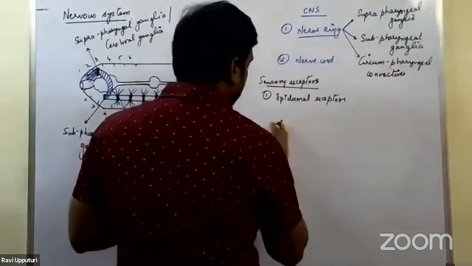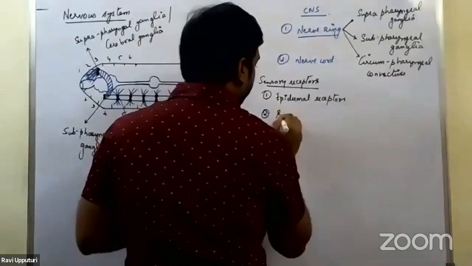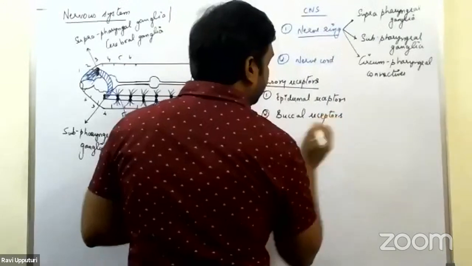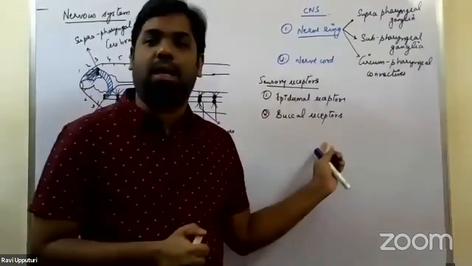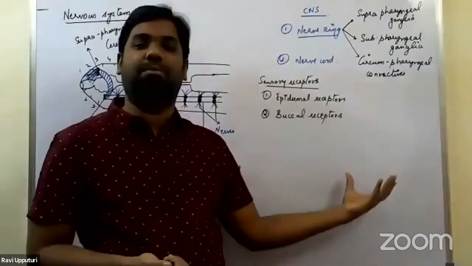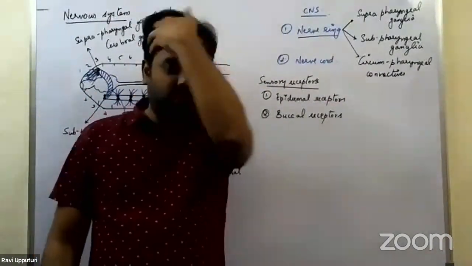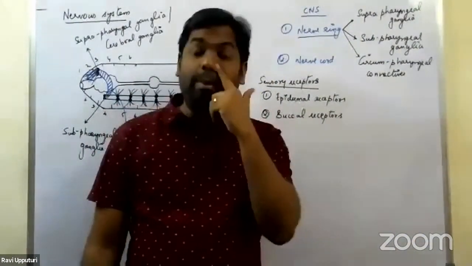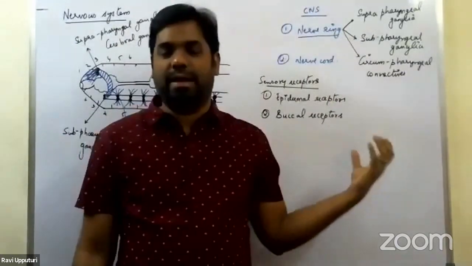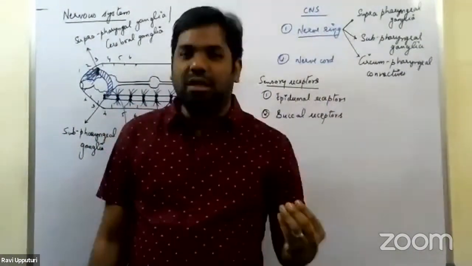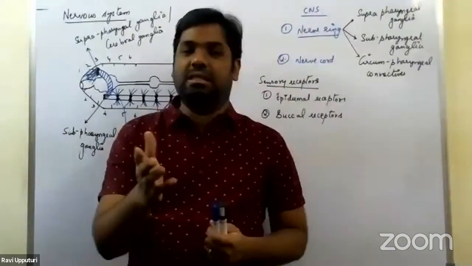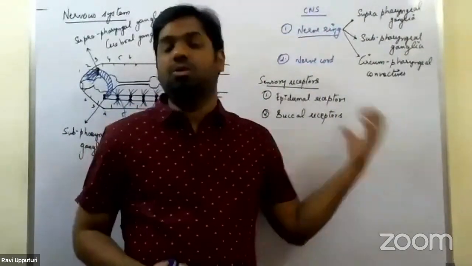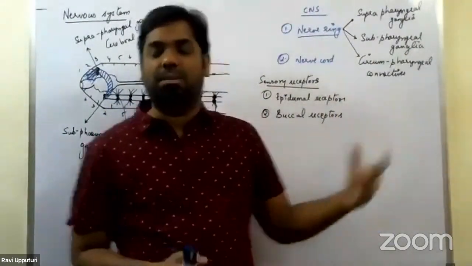The second receptors that are present are called the buccal receptors. From the name itself we can make out, they are located in the buccal cavity. These buccal receptors are said to be chemoreceptors. What does that mean? They are sensitive to chemical signals. Since they are present in the buccal cavity, they are sensitive to chemical signals, so they are able to identify different tastes because of the chemoreceptors present in the buccal cavity. So this is the second type of sensory receptors present in this organism.